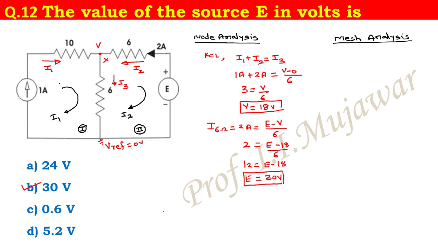Now, if you observe loop 1 properly, in loop 1 your current is nothing but 1 ampere. And the loop current we have assumed as I1. So my first equation is I1 is equal to 1 ampere. Now if I apply the KVL at loop 2, what is the KVL? Kirchhoff's voltage law: the algebraic summation of potentials around a closed path is equal to 0.